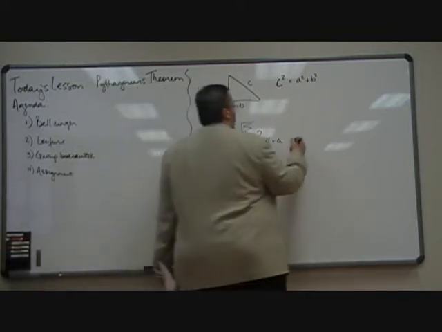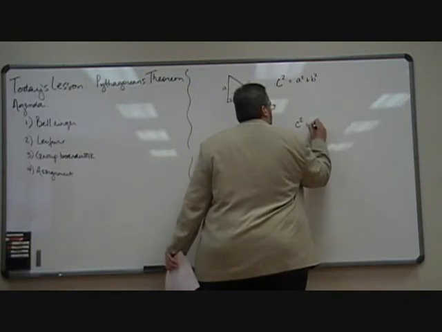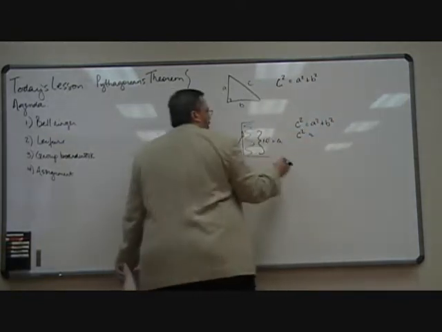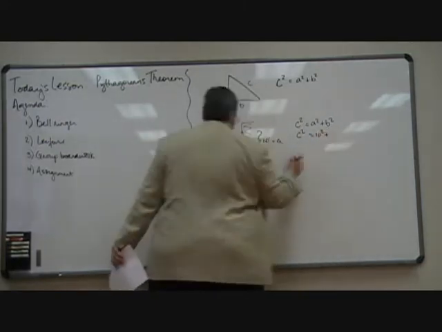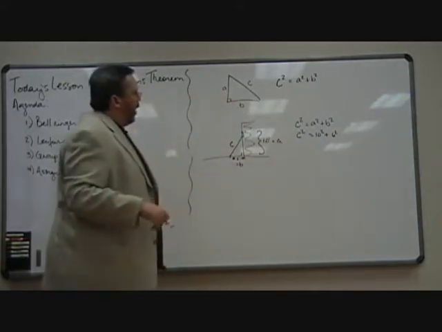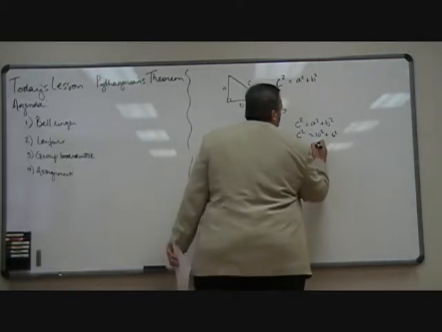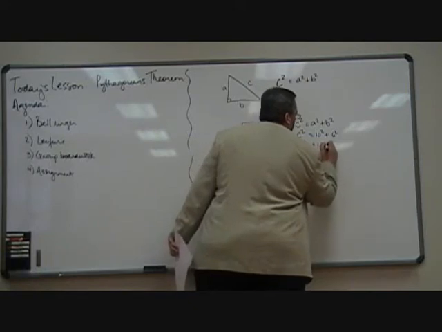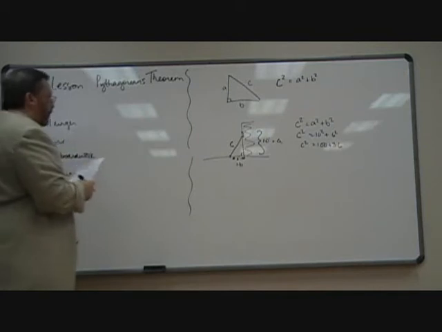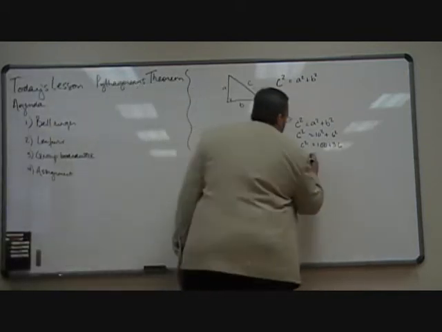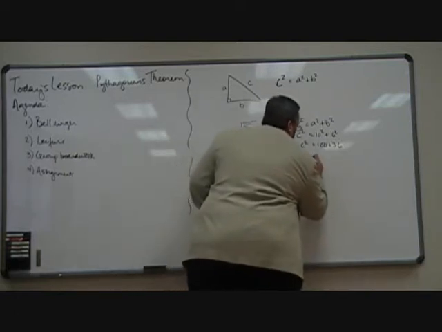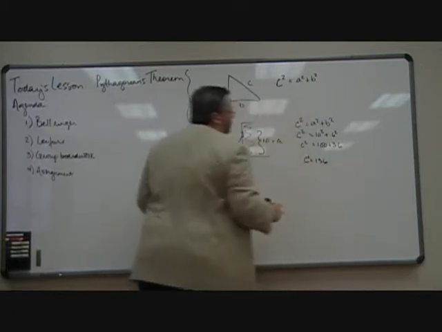So we know that C squared is going to be A squared plus B squared. So C squared equals 10 squared plus 6 squared. So I have C squared equals 100 plus 36. So C squared equals 136.